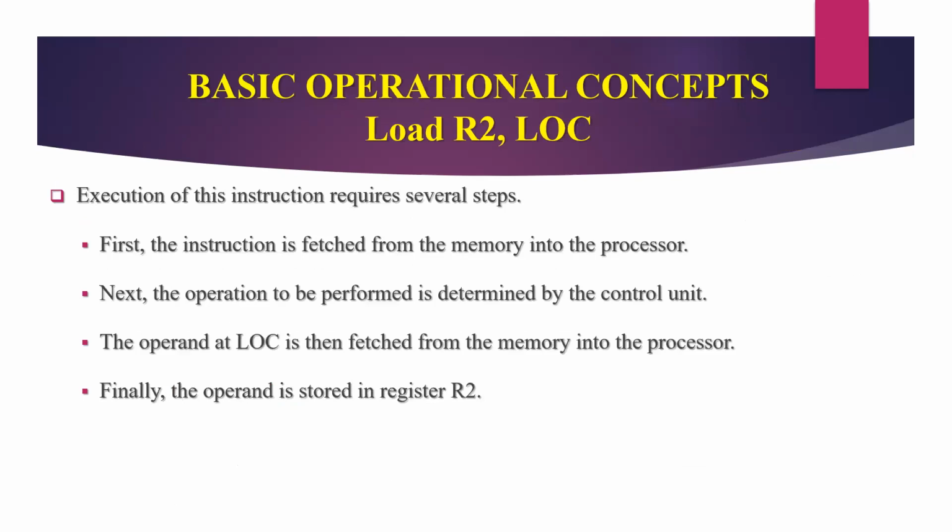Execution of this instruction requires several steps. First, the instruction is fetched from memory into the processor, because all the instructions are available in memory. Before executing one instruction, we have to fetch it from the memory for processing. After fetching the instruction, the operation to be performed is determined by the control unit, because the system doesn't know what type of instruction is currently available. With the help of the control unit, the ALU can perform the operation.